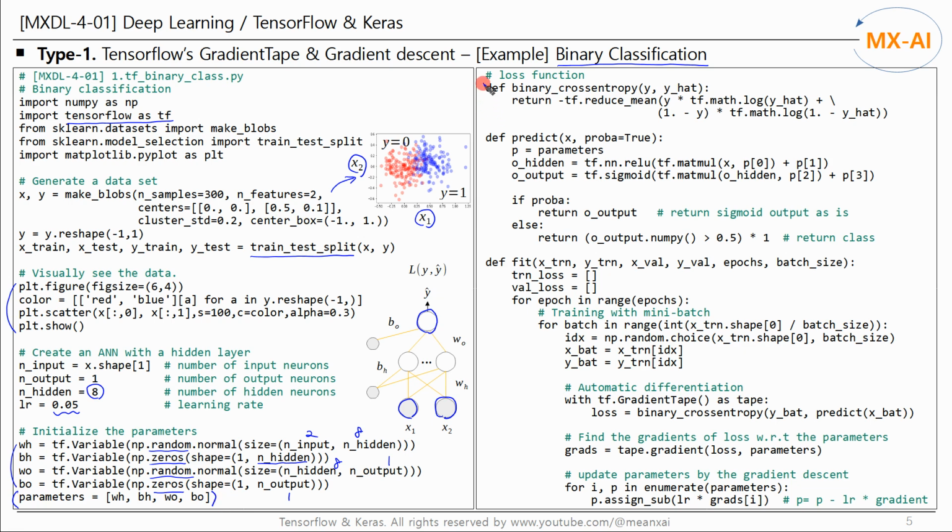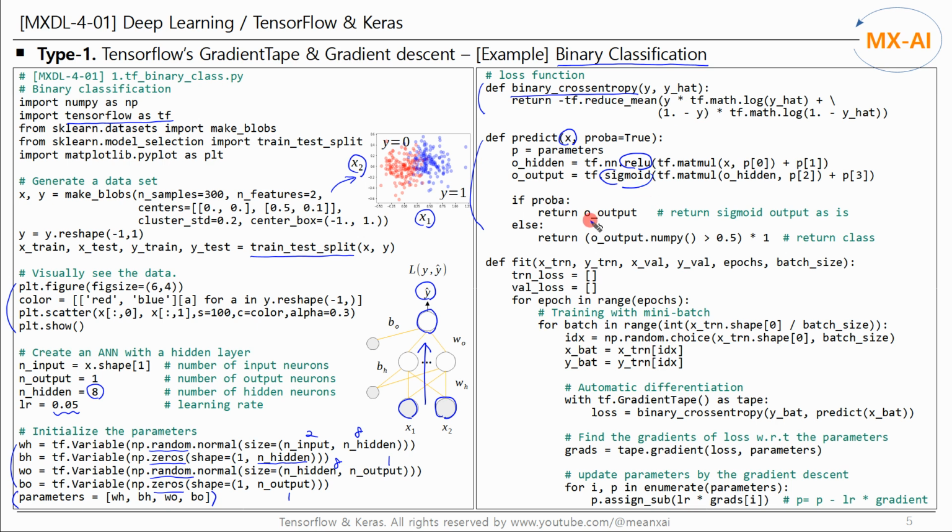Next, we write a function to calculate the loss function. Since it is a binary classification problem, binary cross-entropy loss is used. Next, we write a function to calculate the output of the neural network. When the data X is input to the neural network, forward propagation is performed to calculate Y hat. The activation function of the hidden layer is ReLU, and the activation function of the output layer is sigmoid.